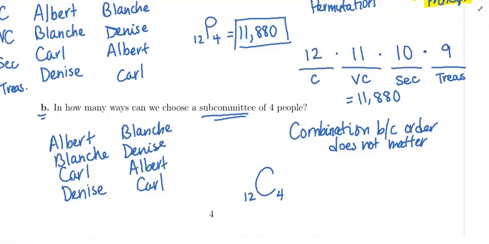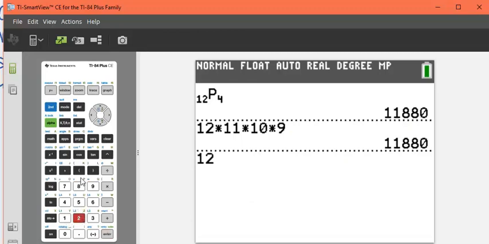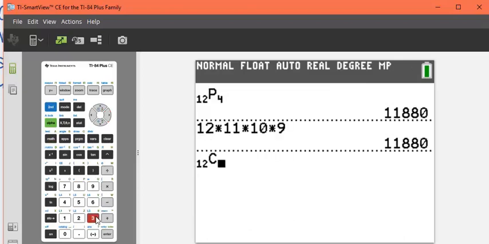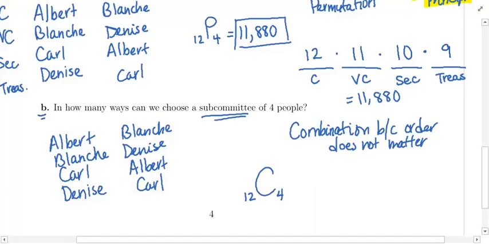So let's go to our calculator here, and we're going to do 12, go to math, go over to probability, hit option 3 to do a combination, and we're putting them in groups of 4. Remember, how should this number compare to the permutation of 12 things taken 4 at a time? You're going to get a lot fewer combinations because order does not matter. Watch, when we pop this out, we're only going to get 495. So this is going to be 495 different possible subcommittees.